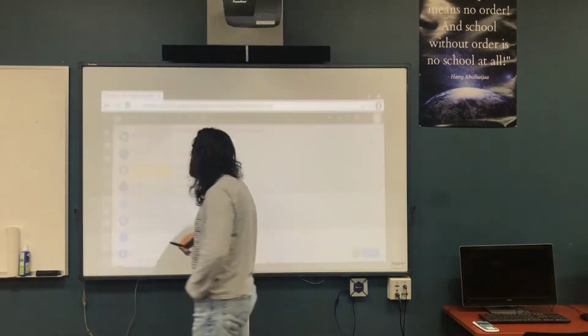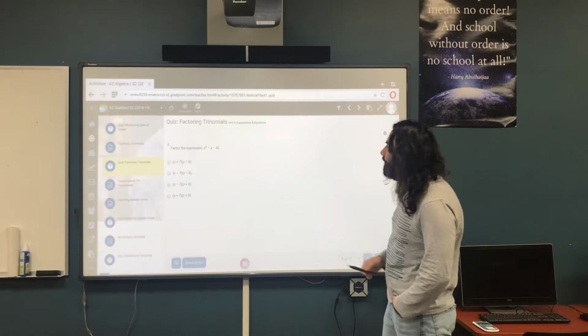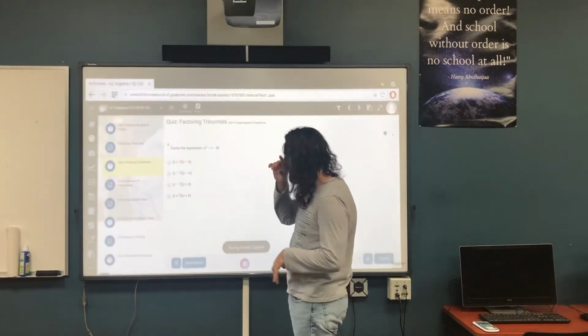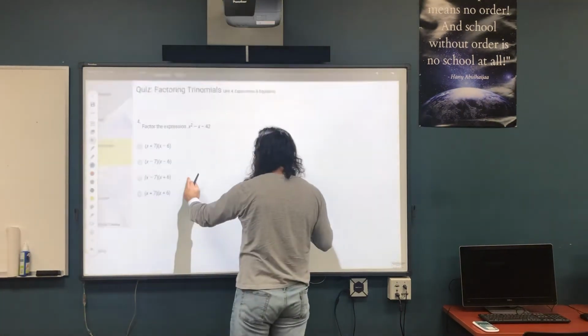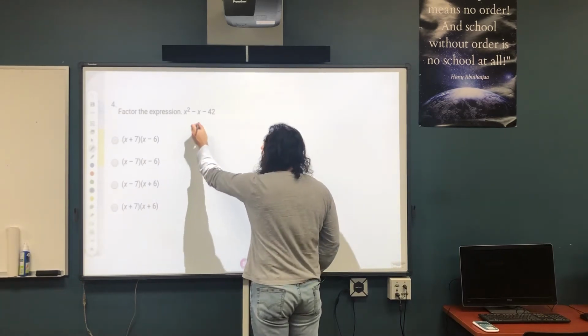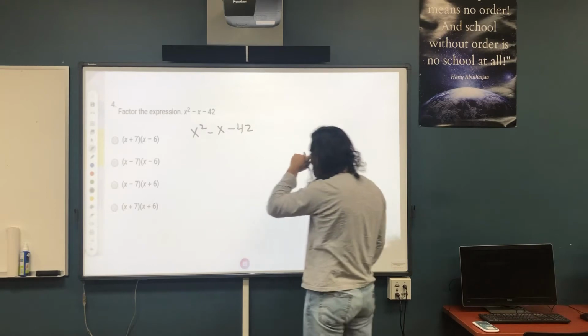Now let's go to the second one. Now this is one of the easiest questions that I told you. Some easy, some a little bit harder. So this is one of the easiest. We have this one. So we have x squared minus 1x minus 42.